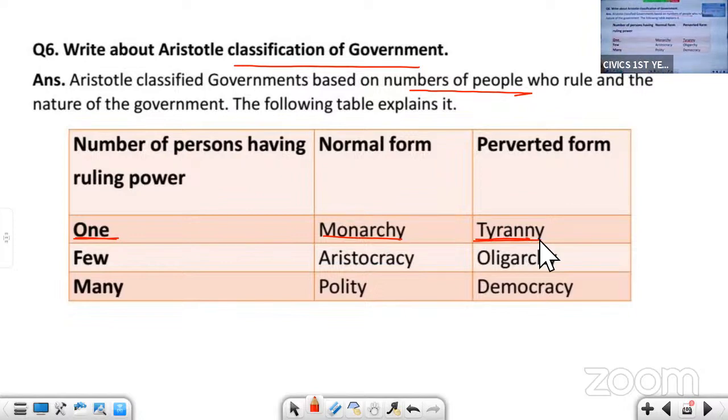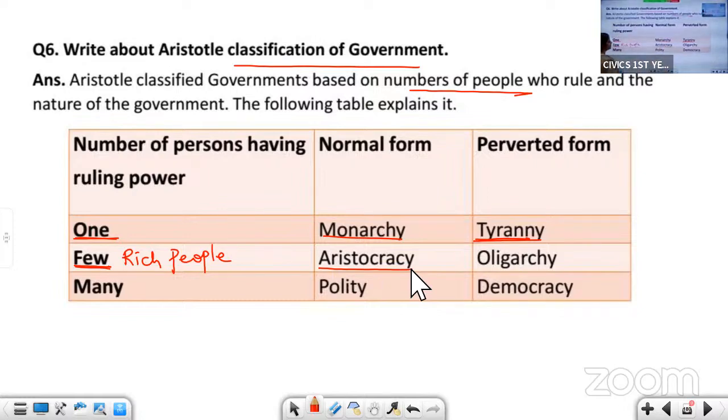Then the second classification is when there are few rulers, where you have rich people ruling. That form of government is called as aristocracy.